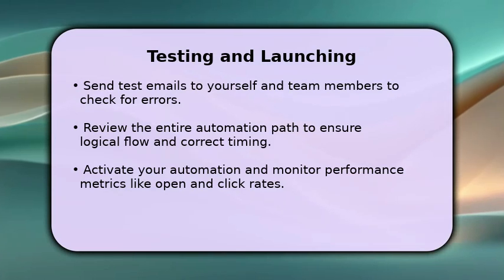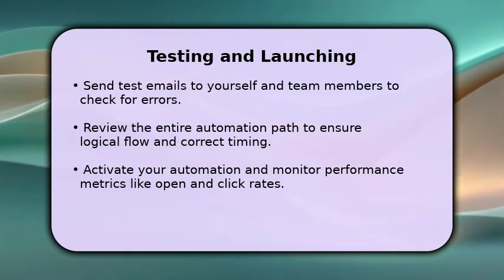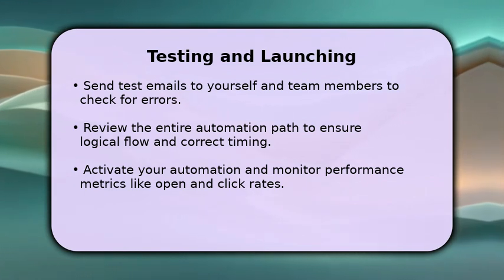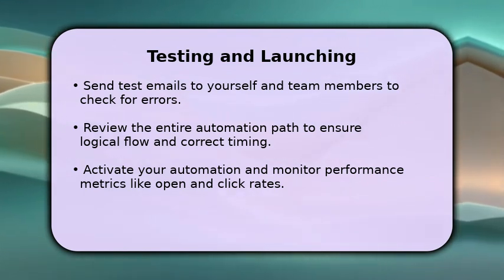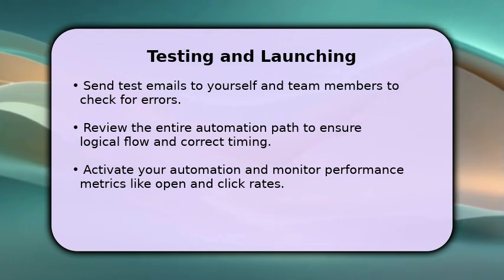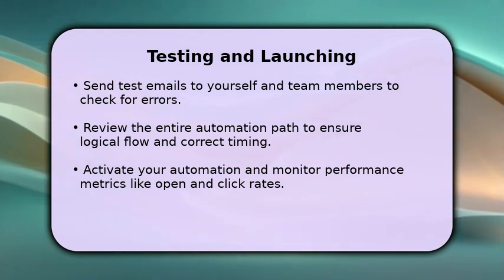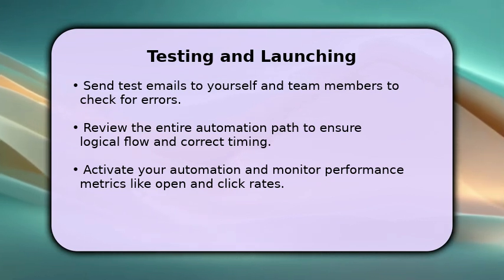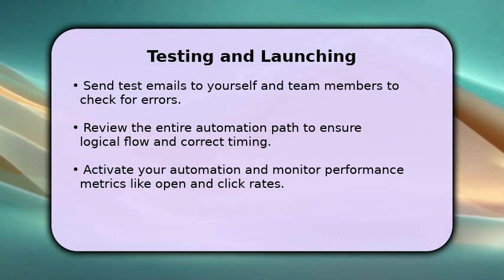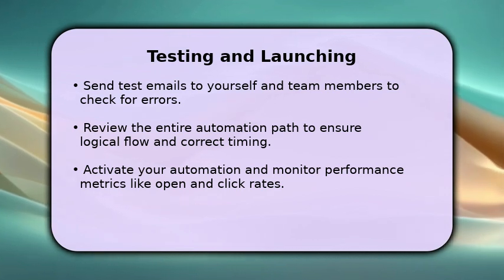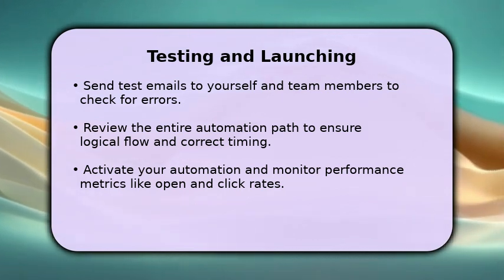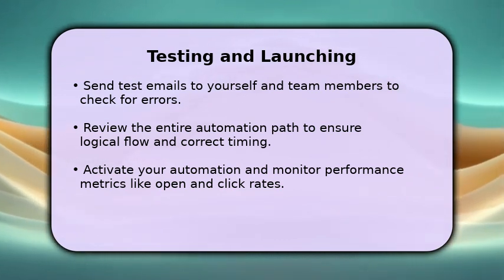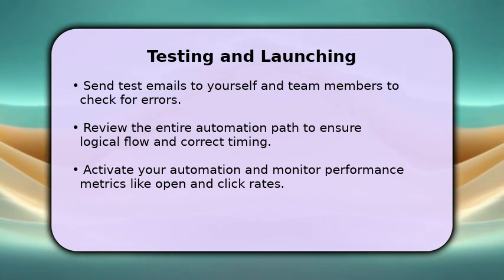Before launching, thorough testing is crucial. Send test emails to yourself and a few team members to check for any typos, broken links, or formatting issues across different devices. Carefully review the entire automation path to ensure the logic flows correctly and the timing of each email is optimal. Once you are confident, activate your automation. Remember to continuously monitor its performance, paying close attention to key metrics like open rates, click-through rates, and conversions to make informed adjustments.